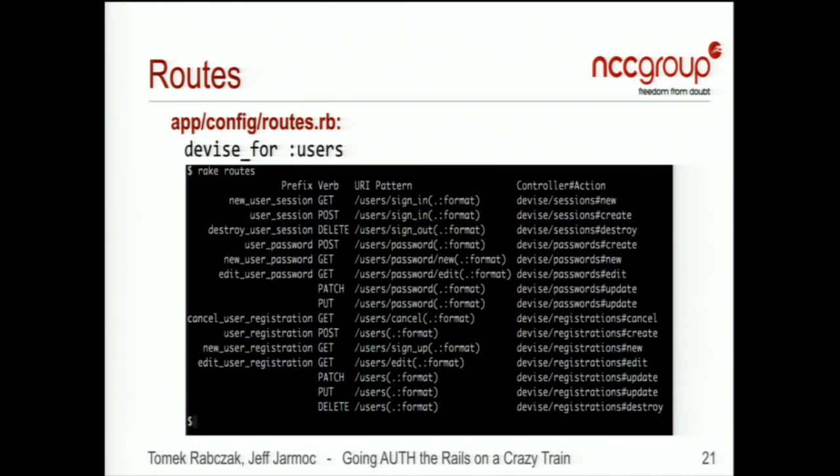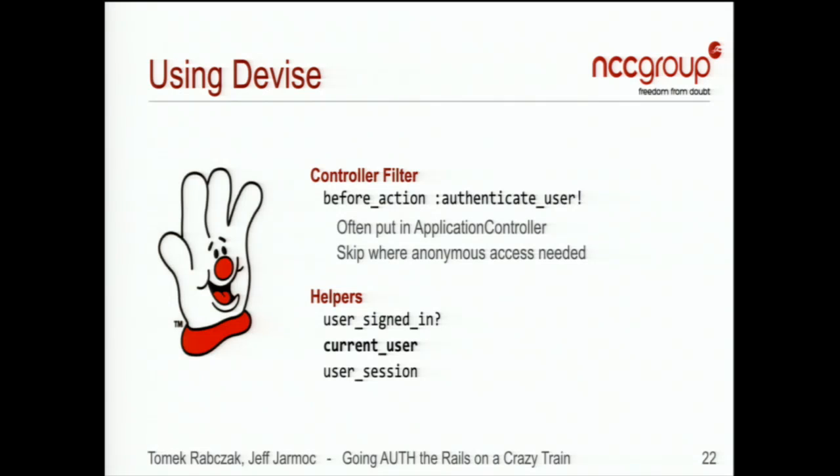When it comes to actually using Devise in our application, the way we do that is through some filters and helpers that are available to our controllers. The controller filter there is a before action callback, so it's going to run before the controller action, and it simply authenticates the user, determines their identity, and stores that as the current user. This is often put in the application controller, and Tomek will touch on the inheritance of controllers a little bit, but that way all the controllers across the application will inherit that dependency and require authentication, unless it's explicitly disabled for a given controller that needs to be available anonymously. So that's a good pattern.